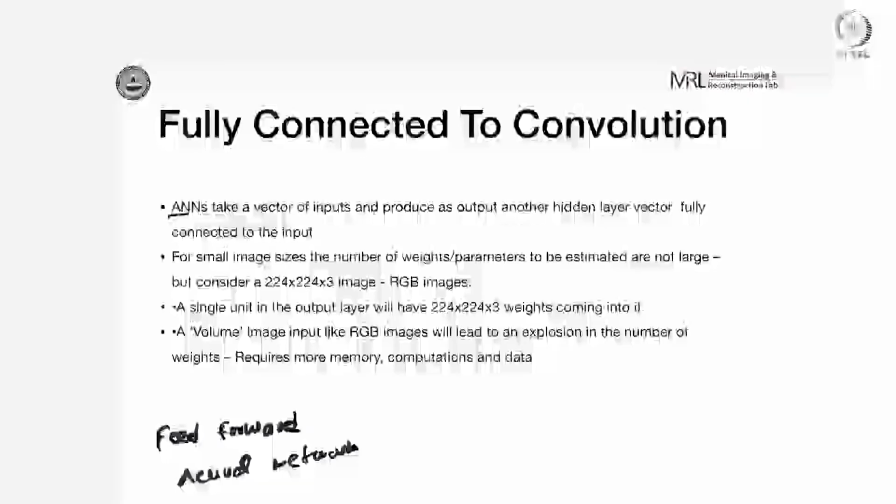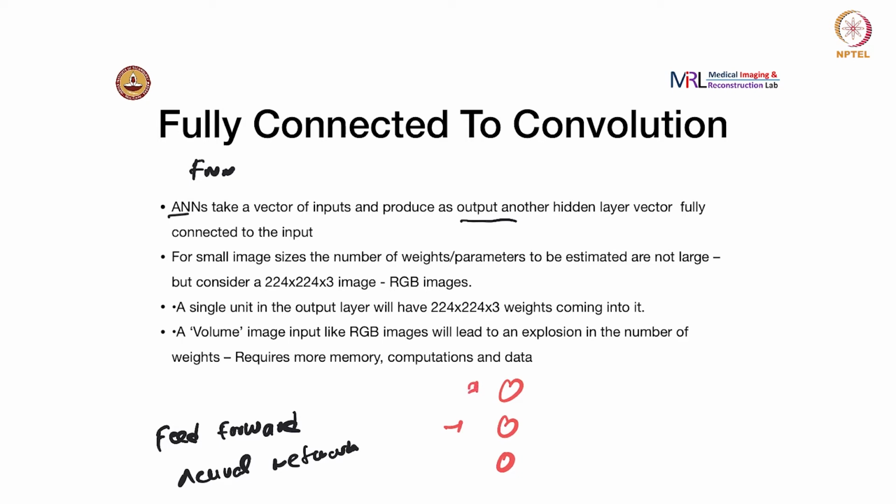So, an artificial neural network, which is basically a feed-forward neural network, takes a vector of inputs and produces as output another hidden layer vector fully connected to the input. So what does that mean? It means that, for instance, I'll just draw something very simple. Let's say 3 inputs, okay? We call them x1, x2, x3. And then let's say you have 3 outputs, the output layer, right? We call them h1, h2, and h3, okay? Each of them is a hidden unit, and this whole thing is a hidden layer.